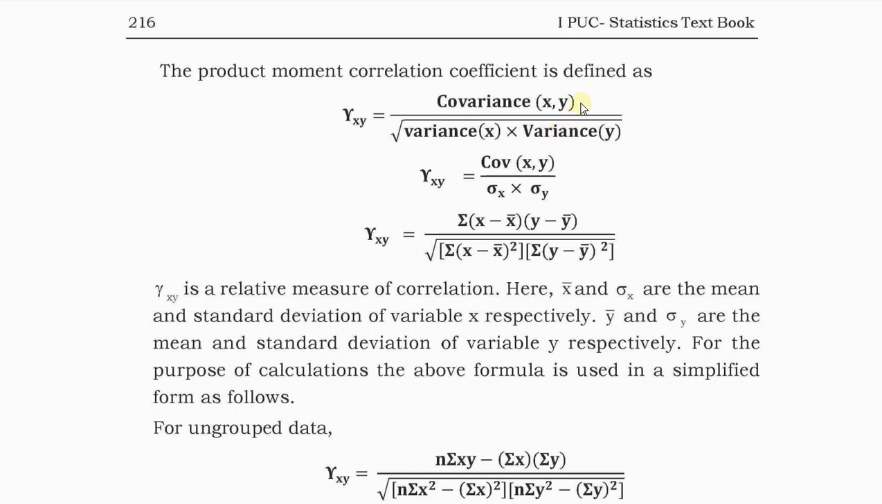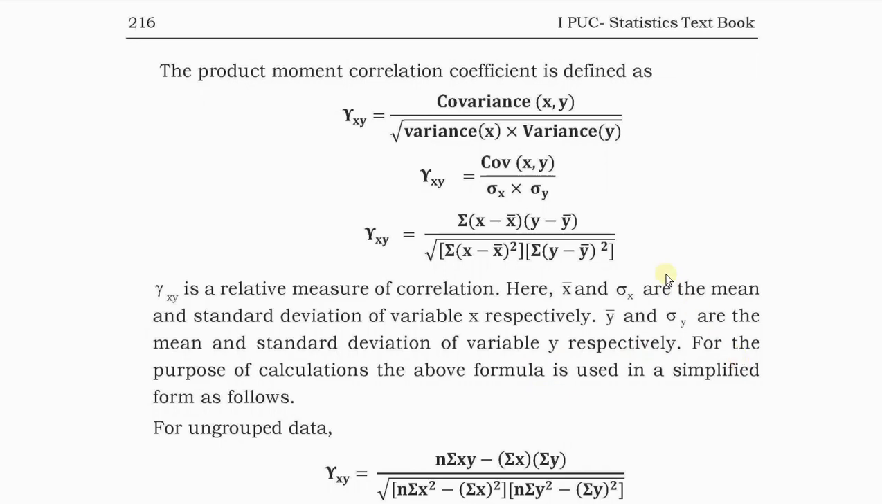The covariance formula here is summation of x minus x bar into y minus y bar, divided by the square root of summation of x minus x bar whole square into summation of y minus y bar whole square. Here, this is a relative measure of correlation. Relative measure means it is not affected by the units; the units of the data are not considered here. The answer will be in terms of a proportion, or if you multiply it by 100 you will get a percentage. Here x bar and sigma x are the mean and standard deviation of x, and y bar and sigma y are the mean and standard deviation of the variable y respectively.